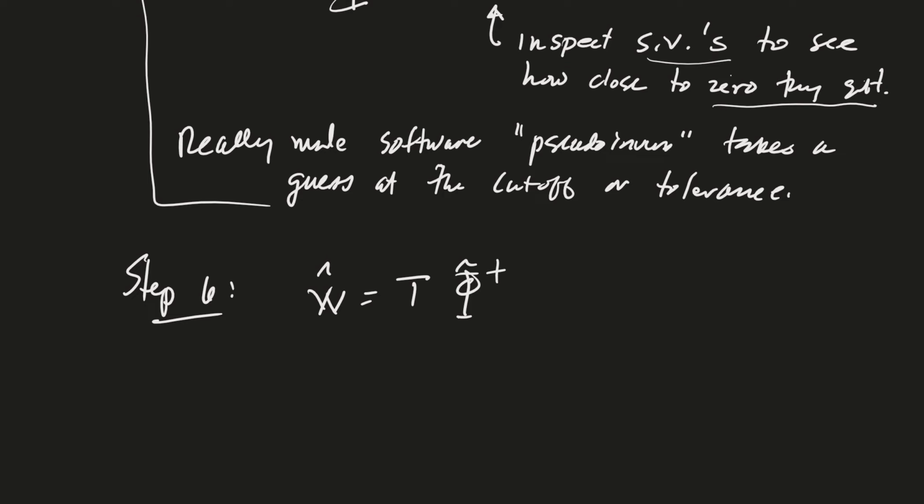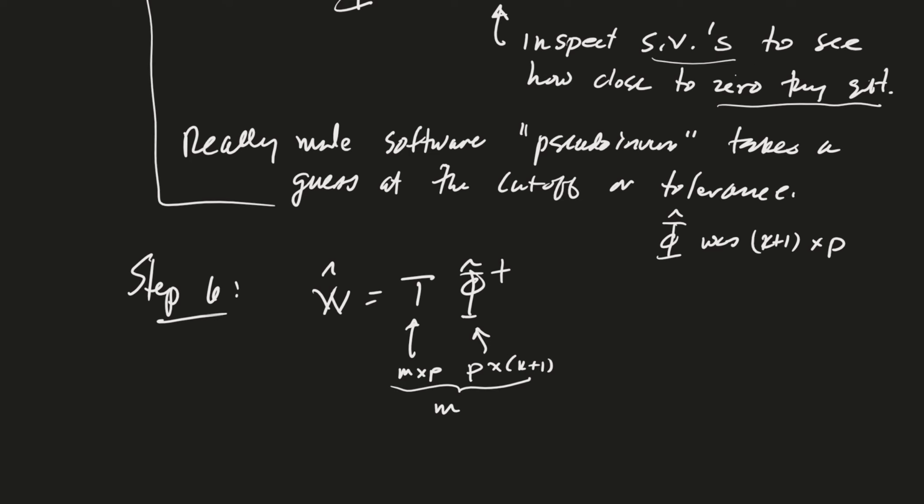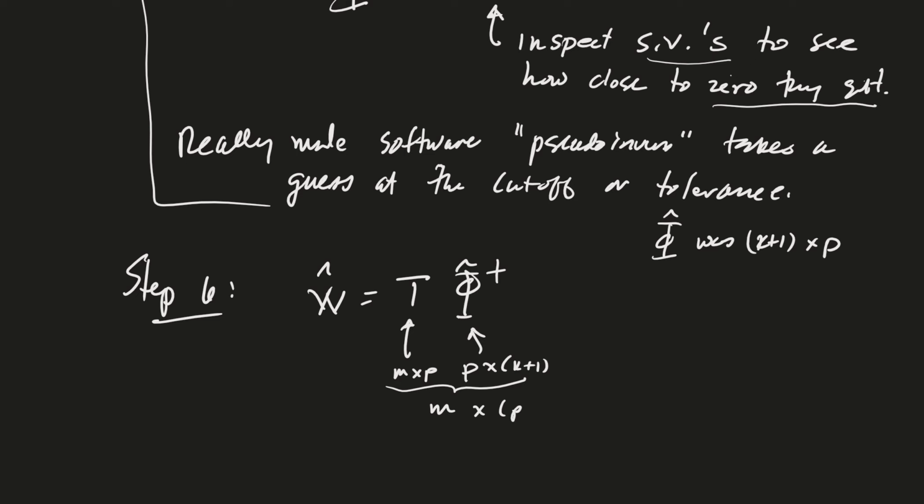Good. Now, again, think about sizes. So T is going to be M by P. And Phi hat was K plus 1 by P. And so when we formulate the inverse, remember we're transposing everything. And so this is going to be P by K plus 1. And so therefore we see that W hat is M by K plus 1.